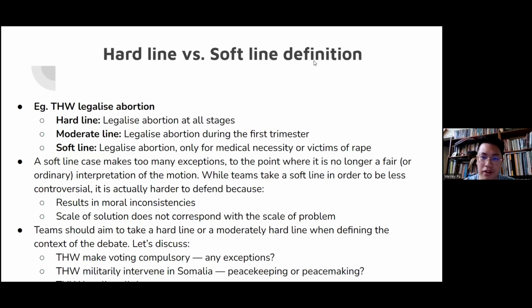Hardline versus softline definitions. I want to be very clear on this. I feel quite strongly about this, so this is something that is very important. What is the difference between a hardline and a softline definition? This is very easily seen in this example in the slides. In a motion about this house will legalize abortion, a hardline debate would be we legalize abortion at all stages. That means no matter what stage of the pregnancy the child is at, you are going to legalize abortion.